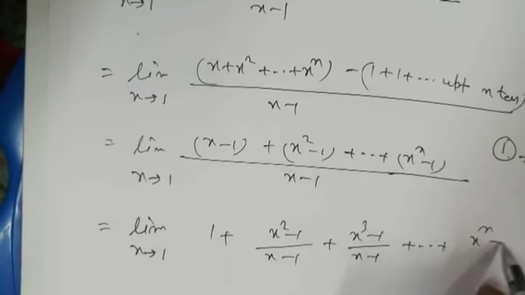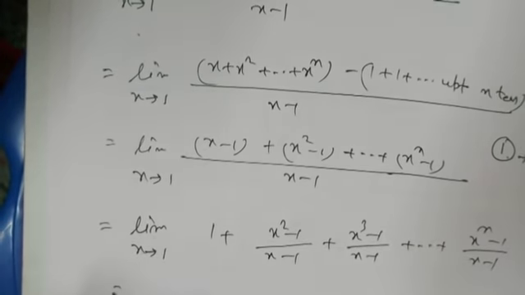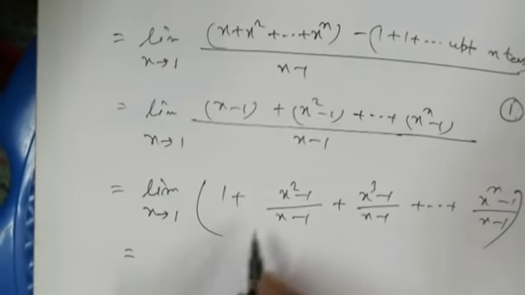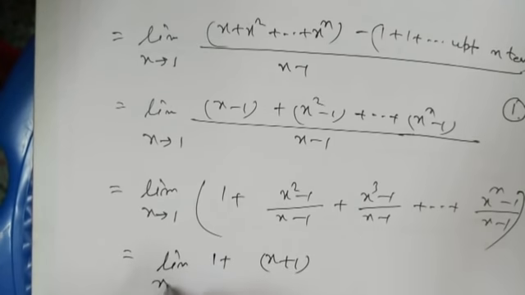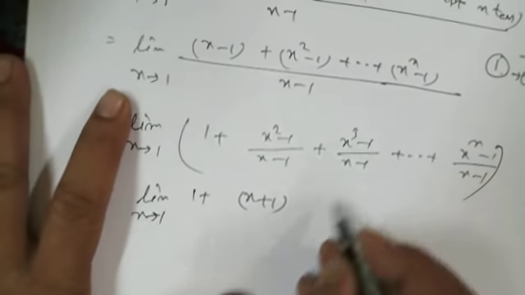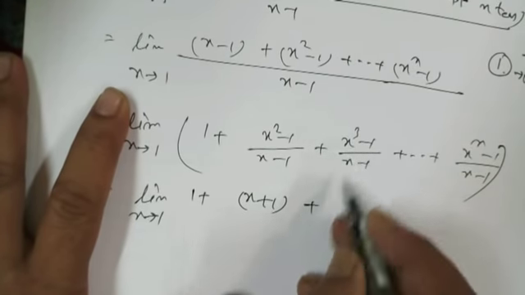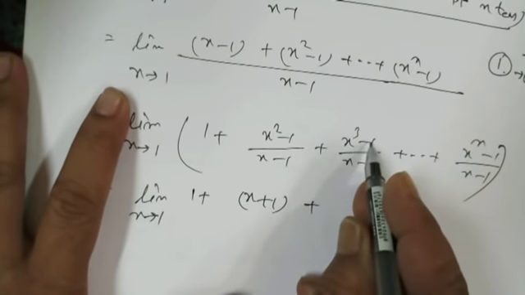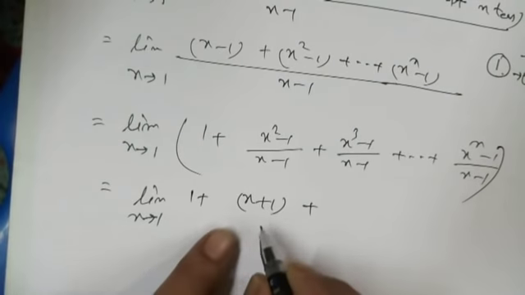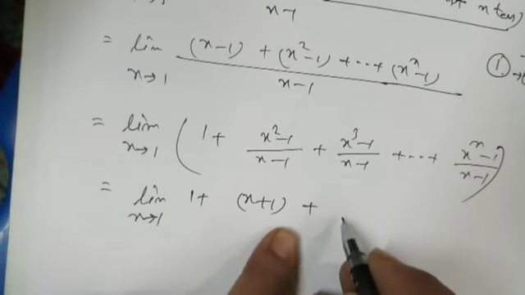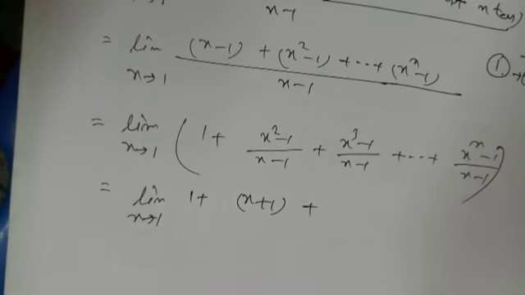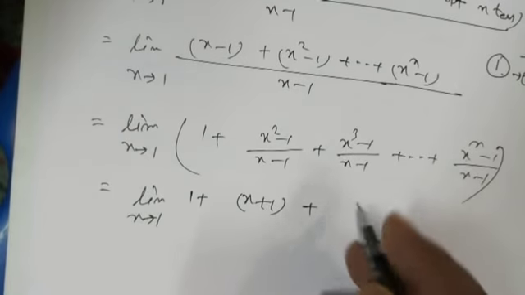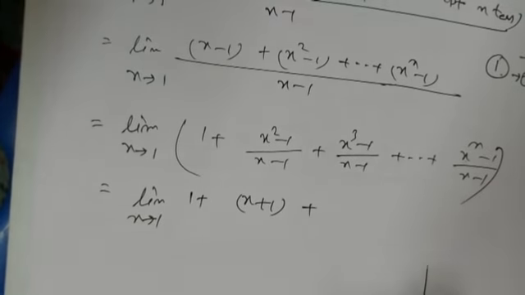And this is x minus 1 upon x minus 1, and now this limit will be 1 plus x plus 1, x tends to 1. This will be x plus 1, x minus 1 common, x square plus x plus 1. So if we put here 1, this will be 2, this is 3, and this will be the n. Okay, because here x square plus x plus 1.